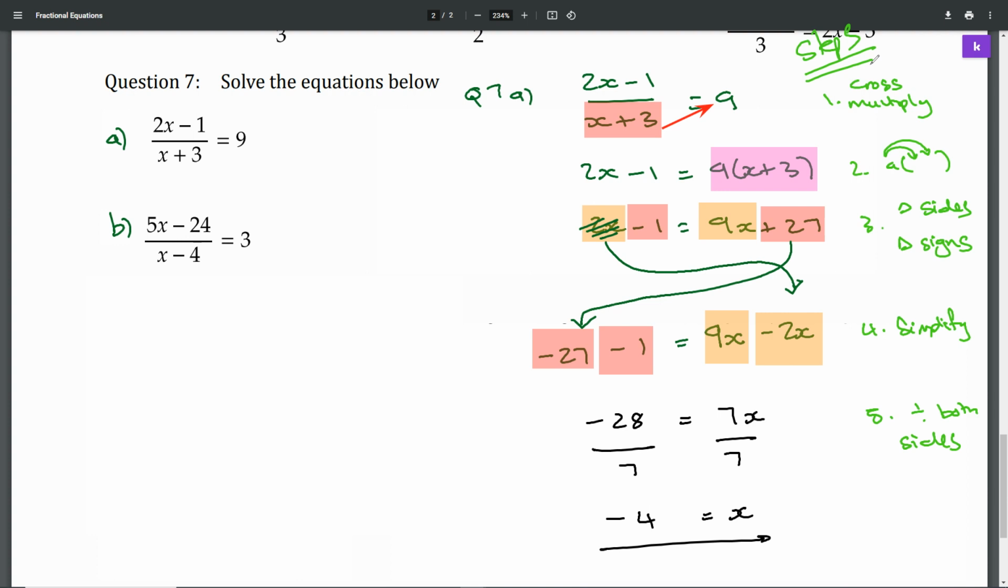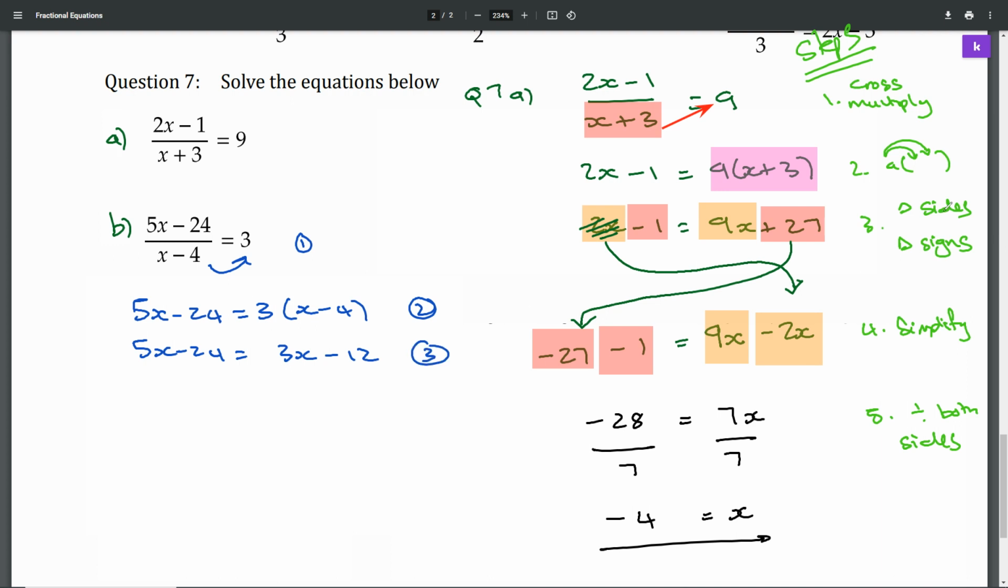Try that. All right, let's go through it. So for this one here, the first step we're going to do is cross multiply. That's going to bring the 5x minus 24 down. That's going to become 3x minus 4. Now step 2, we're going to multiply the bracket. Keep the left-hand side the same. That'll become 3x minus 12.